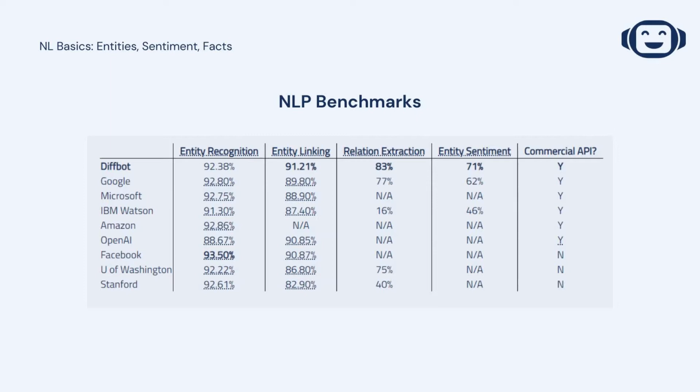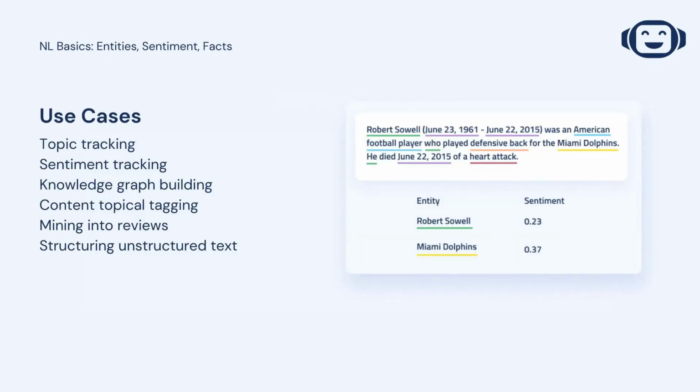It's a benchmark-topping natural language processing tool that can take unstructured natural language documents and transform them into structured data. Use cases include tracking topics that are being talked about, tracking sentiment of entities mentioned, building a knowledge graph from natural language documents of your choice, tagging content for topics, mining into reviews, and generally pulling unstructured text into a structured format for analysis or consumption.